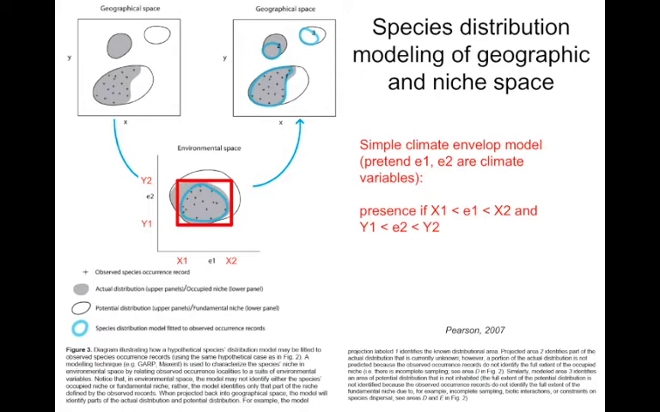Okay, I mentioned before that these species distribution models are often called bioclimatic envelope models, because a simple way of thinking about this is to just define an envelope of suitable climate and then use that as the particular model. So in this case, if you ignore everything but the red here, you have two climate variables, E1 and E2, and you can just define this rectangle in niche space that says that the species is present if environmental variable 1 is between x1 and x2, and if environmental variable 2 is between y1 and y2. That's this rectangle in niche space, and then you can map that back onto the geographic space.